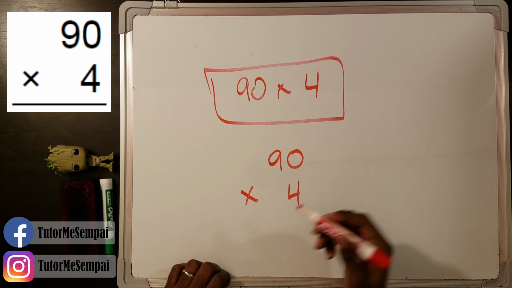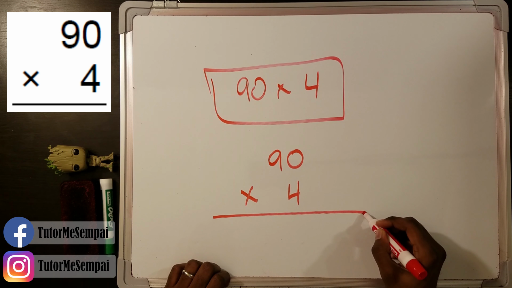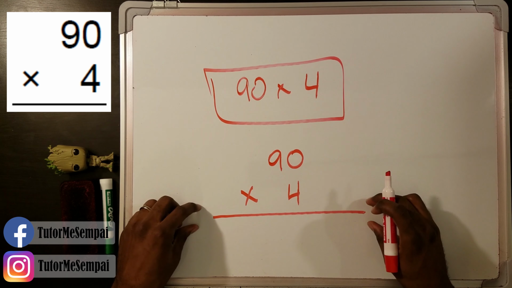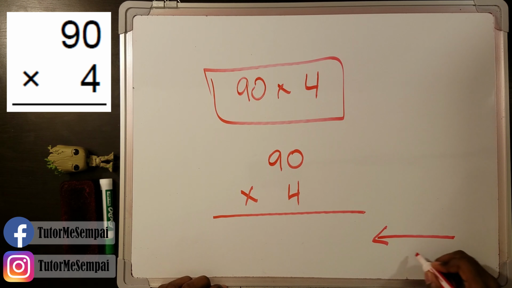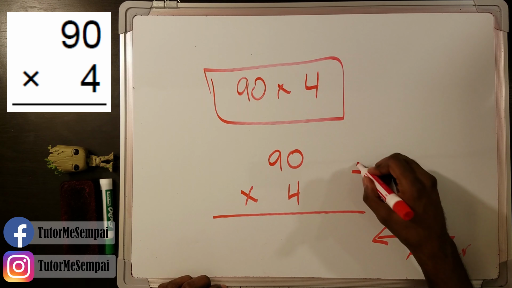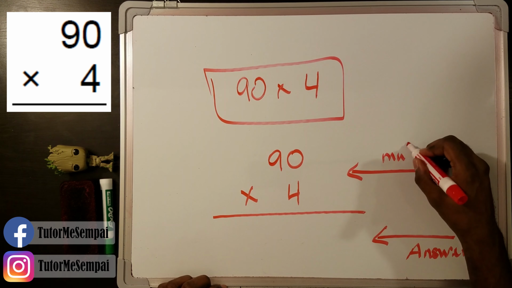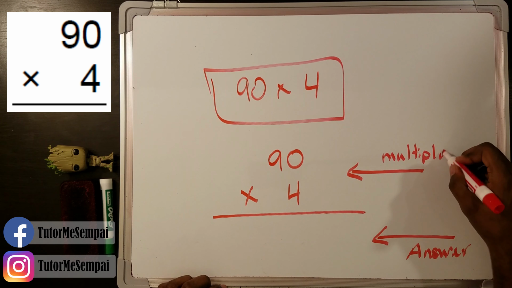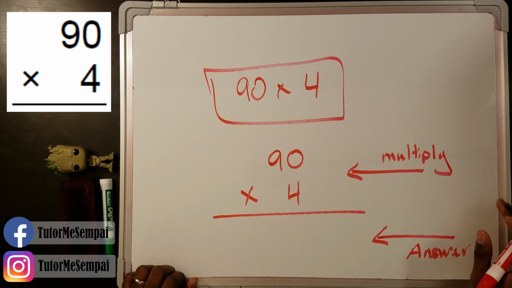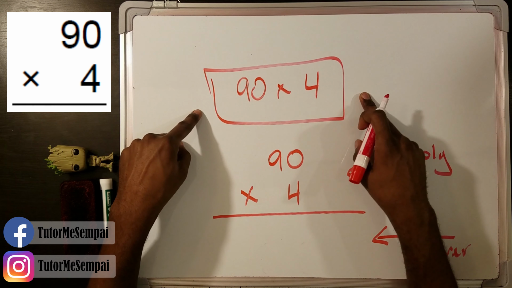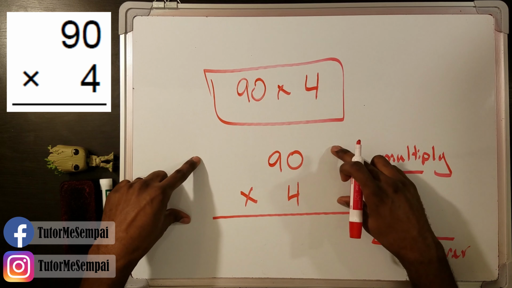When we do it like this, we need to have a final bar, because this separates what we're multiplying by from our answer. So our answer will go here, and this is what we're multiplying. This is the structure that we're going to be using today. If it comes like this, you can easily restructure it to look like this.